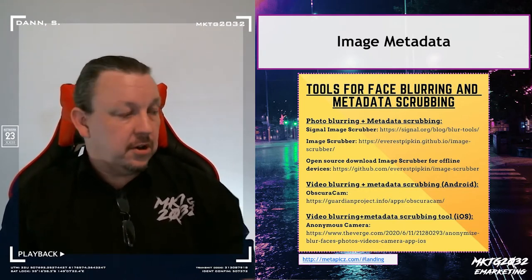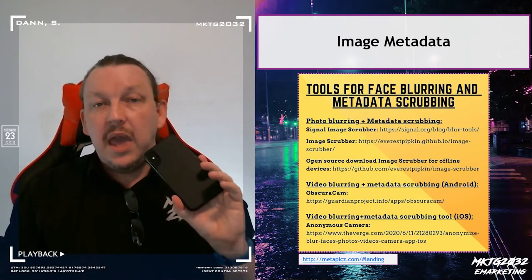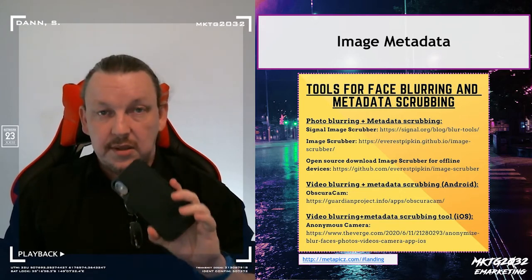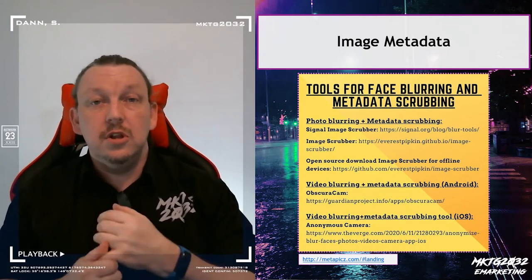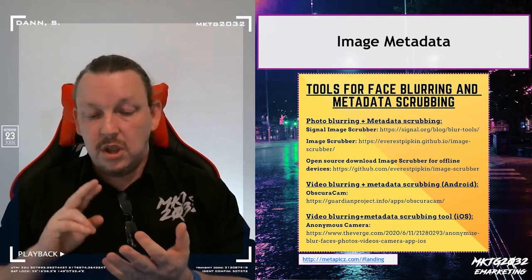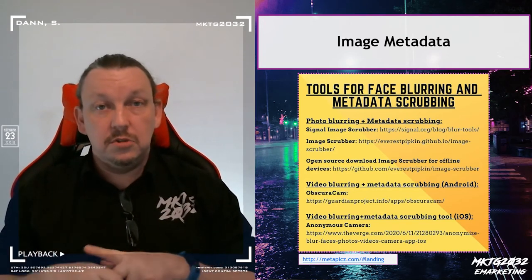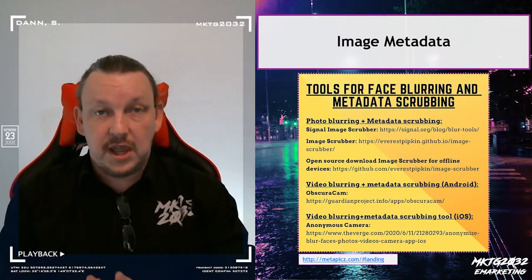Now, when you take a photo, and particularly if you take a photo off a smart device, it embeds a huge amount of data into the photo file. And this is known as metadata. It includes things like GPS coordinates, whether the flash was on or off. Sometimes it will include the device name, and by the device name, it will include the photographer's name and details.